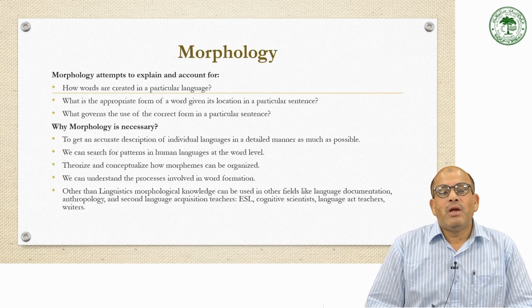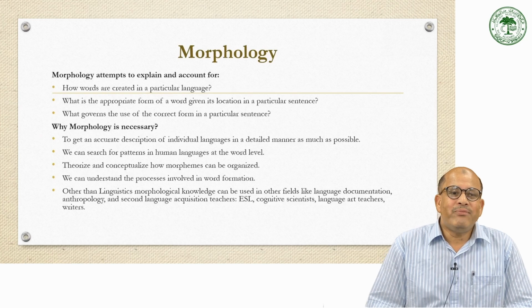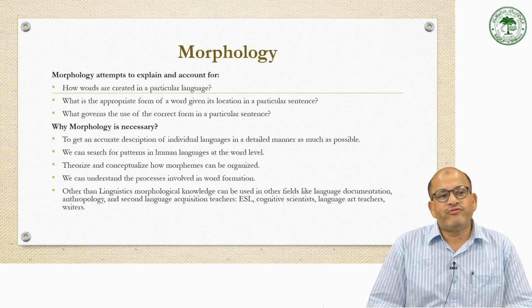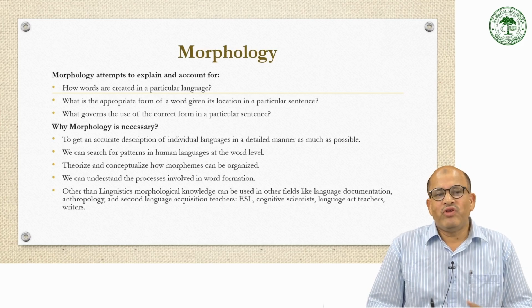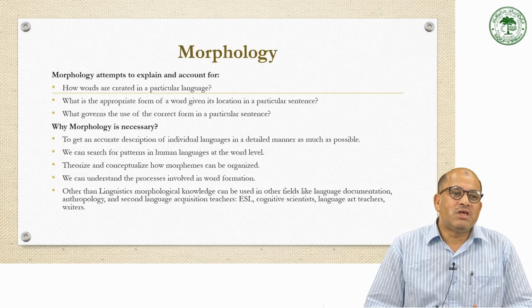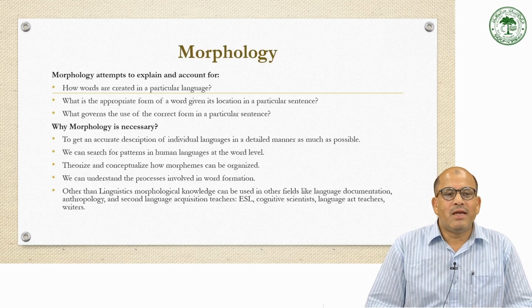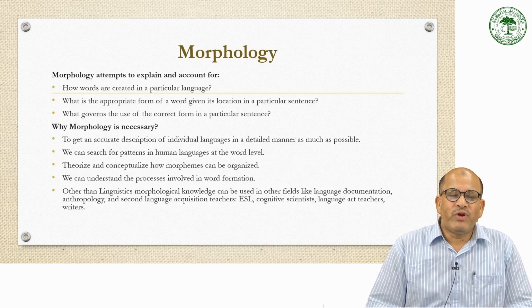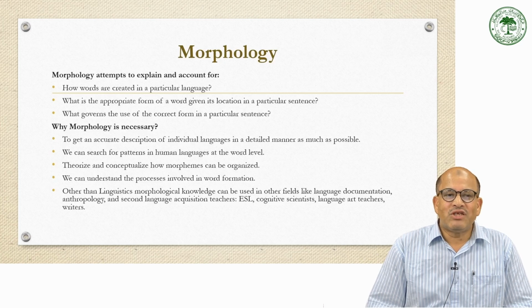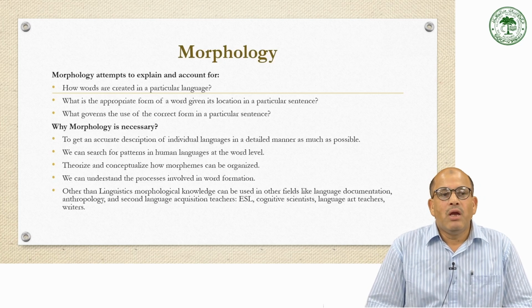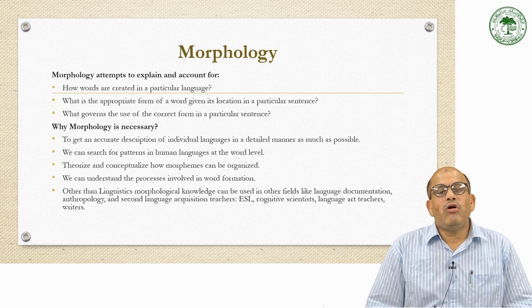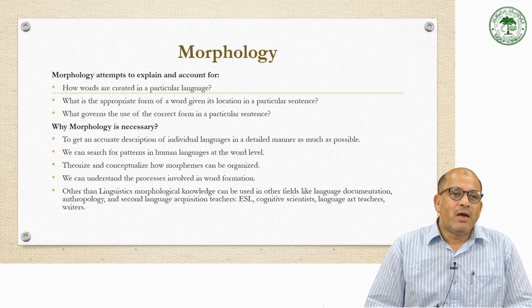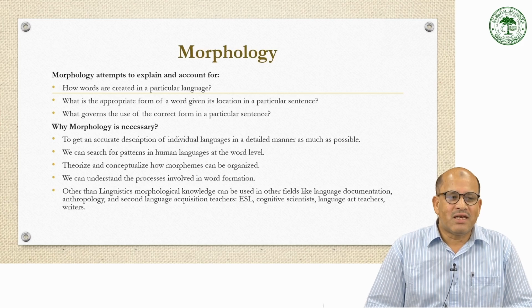Now, if you look at how morphology deals with language, morphology basically attempts to explain and account for how words are created in a particular language. So now we know the language, and in morphology, we know how words are created in it. What is the appropriate form of a word given its location in a particular sentence? And what governs the use of the correct form in a particular sentence? All this understanding of words in a sentence in a particular language is part of the morphological study.